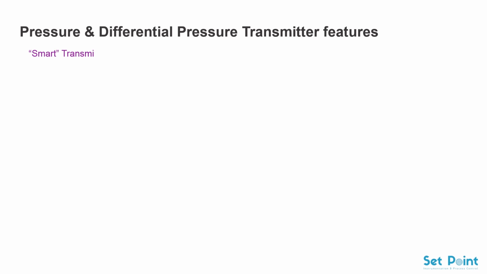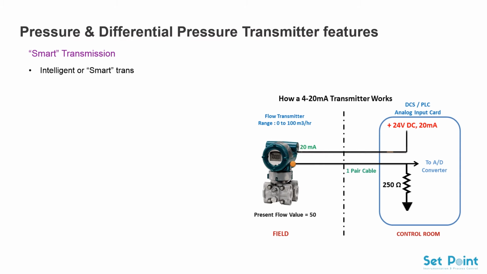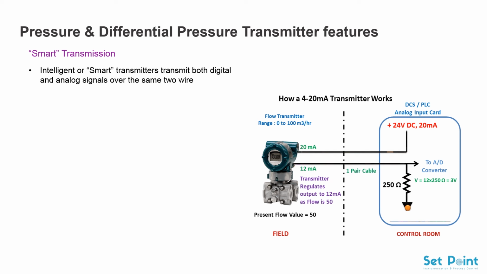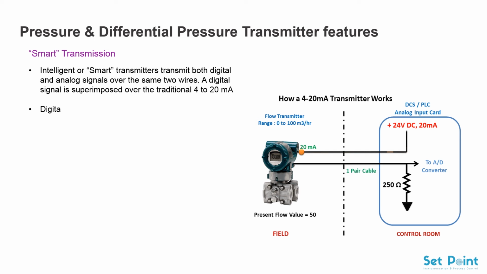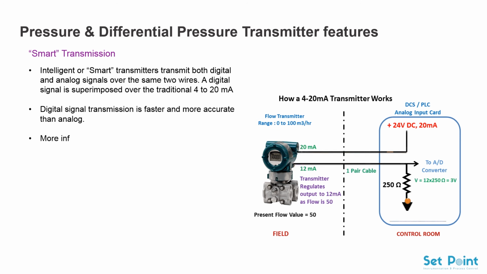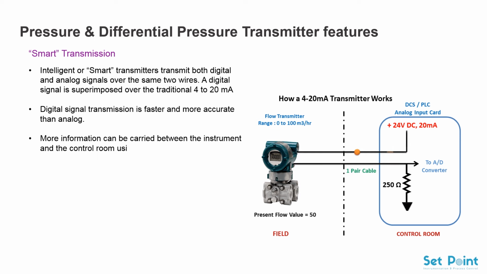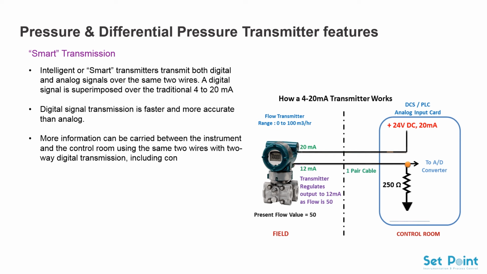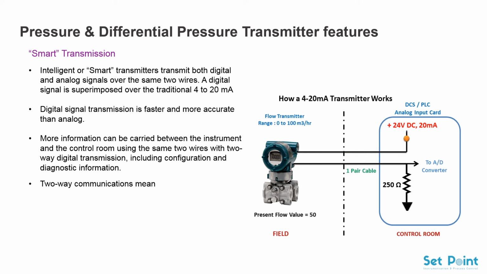Smart transmission. Intelligent or smart transmitters transmit both digital and analog signals over the same 2 wires. A digital signal is superimposed over the traditional 4 to 20 mA. Digital signal transmission is faster and more accurate than analog. More information can be carried between the instrument and the control room using the same 2 wires with two-way digital transmission, including configuration and diagnostic information. Two-way communications means that a value can not only be read from the end device but it is possible to write to the device.